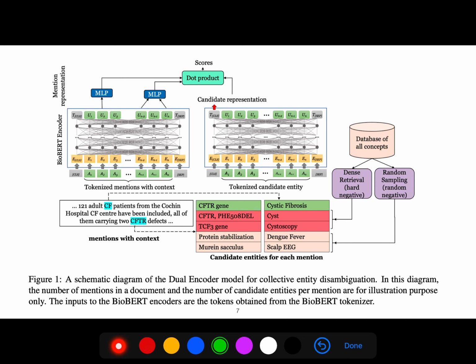So this is a token, candidate entity A1, A2. And because it's a classification, we have CLS, and also we separate things in the context because it's mention and context. And so we have mentions with context. For example, this is a mention, this is another mention. So here it's not just one mention. We have identified all of the mentions, both of them, CF and CFTR. And then here we have candidate entities for each mention. And the rest of that is standard. We use a dot product and we get the score to link mention to entity.